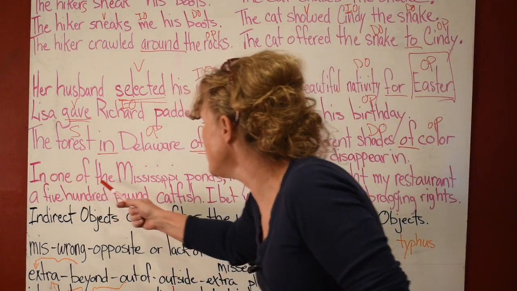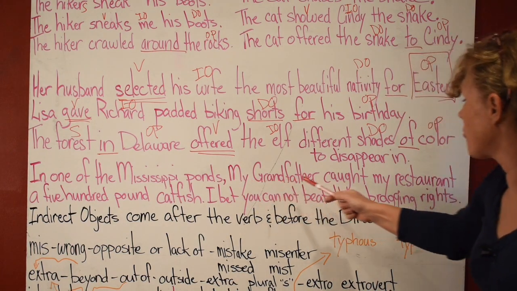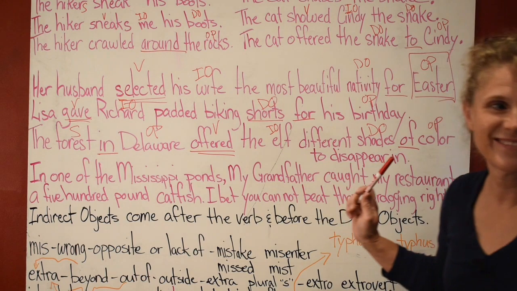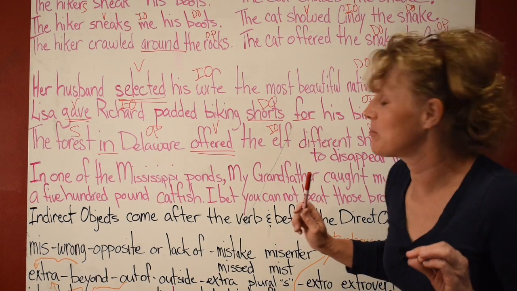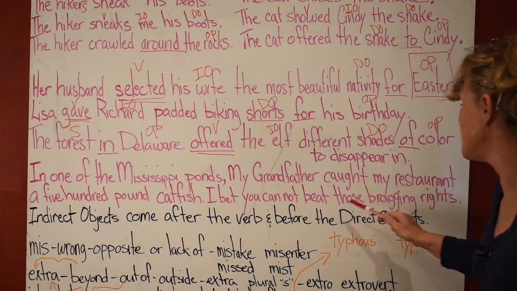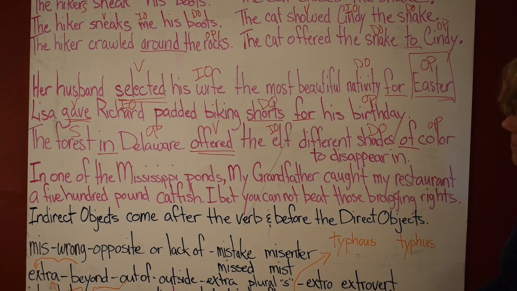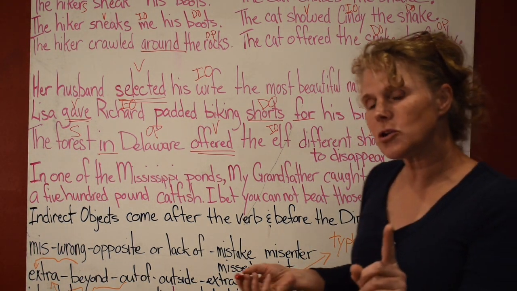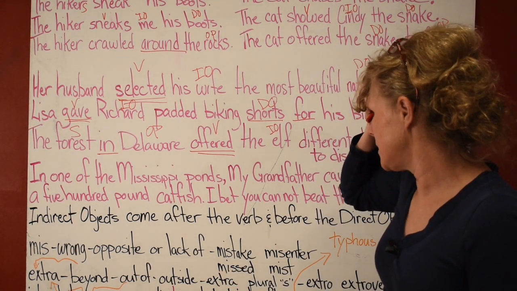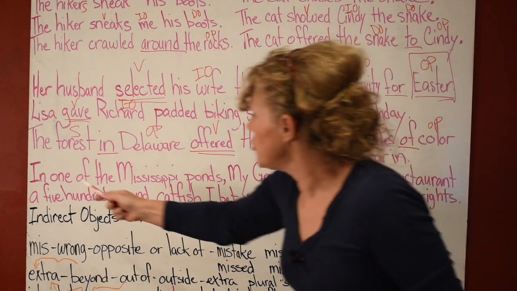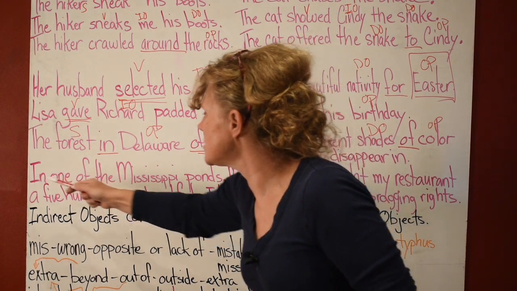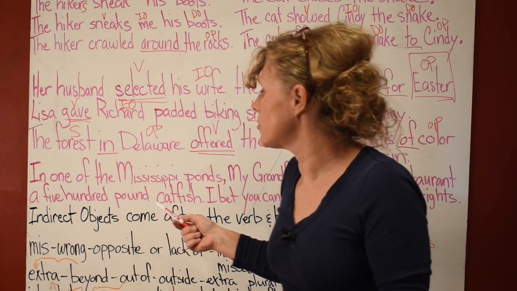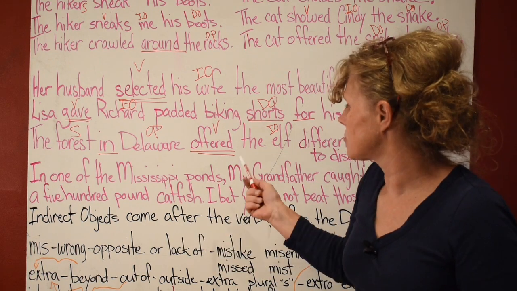Okay, in one of the Mississippi ponds, my grandfather caught my restaurant a 500-pound catfish. This is totally make-believe. I bet you cannot beat those bragging rights. But you can. Okay, so now I'm going to go over a comma rule in this one really quick. If you have, see how these are prepositional phrases. Actually, where is the object in these really quick?